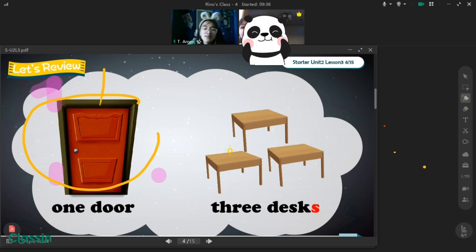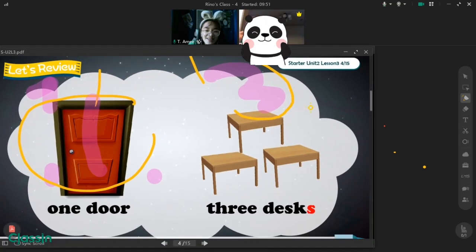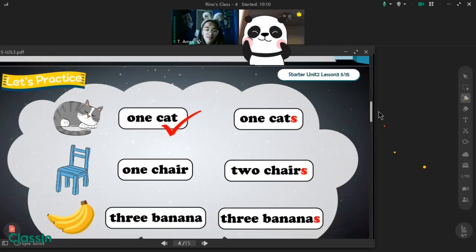How about the table, Reno? How many tables are there? 1. Okay. What's this? 3. 3 desks. Let's have this. Oh, there's a meow meow. 1 cat.